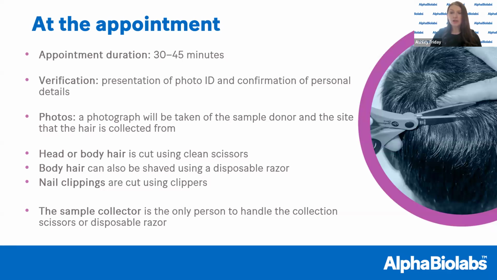And then for nail clippings, they're just cut using nail clippers. Again, it has to be something that we do in front of the client. So the sample collector is the only person to handle that equipment, just so that we can make sure that the sample came from that person, it was collected at the time that we were there and that we witnessed that collection. And all of this forms part of the chain of custody. So it has to take place in this way.